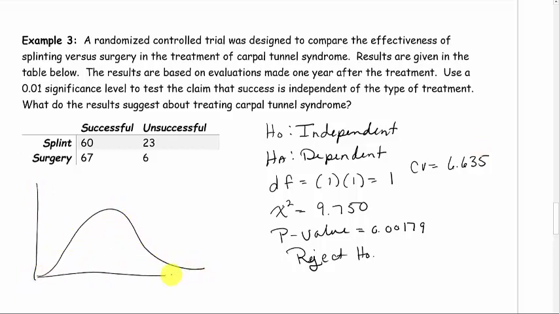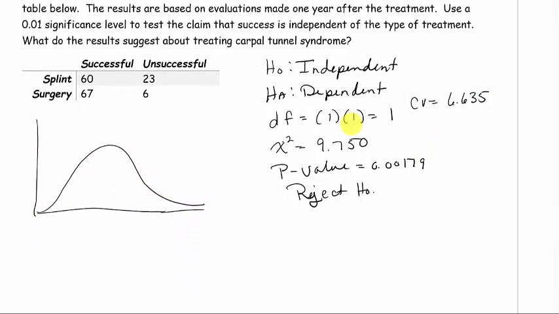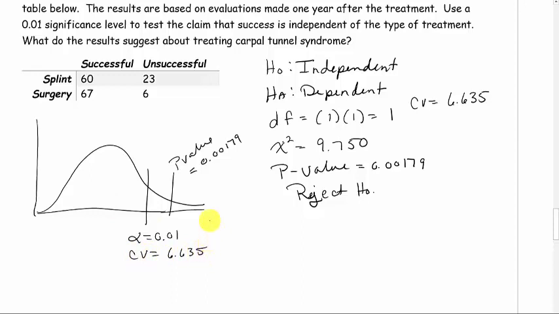Making a graph, our alpha is 0.01 and our p-value is 0.00179. And so again, we're going to reject the null. If you're using the table with the chi-squared statistic, then critical value 6.635 and your chi-squared statistic would be here, and that was 9.750.